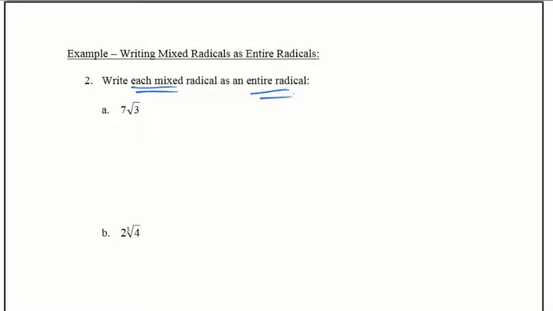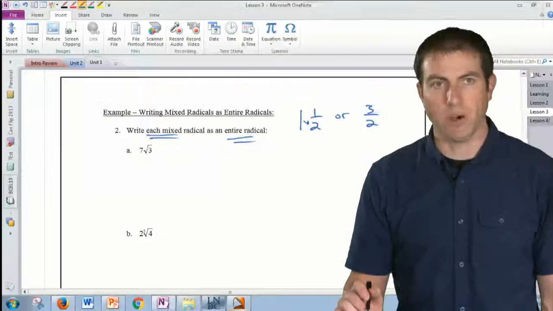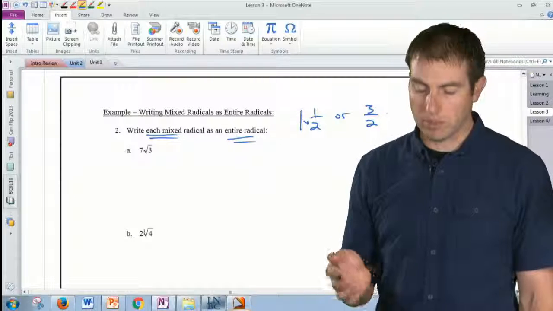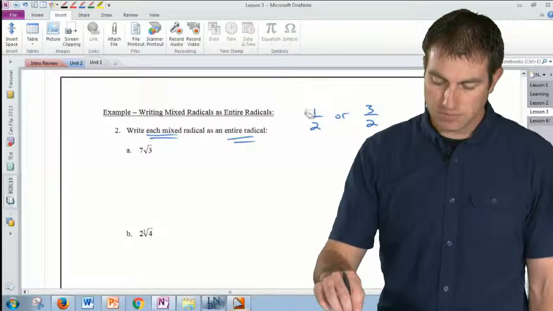So think of this as like 1.5. There's my mixed fraction. I want to go back to an entire fraction. I multiply the 1 by the 2 and then add it to the top. So I go 1 times 2 is 2, plus the 1 is 3 over 2. These are the same thing. 1.5 or 3 over 2, those are the same thing. So I'm going to do the same thing with radicals now.